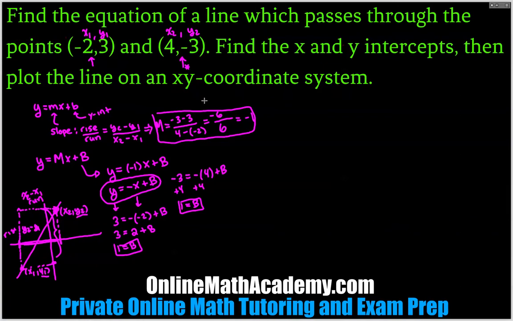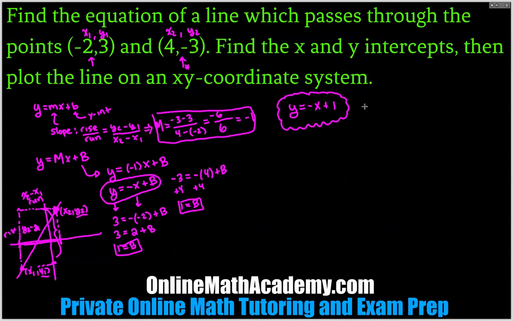Okay. So now our equation for the line is y equals, and what do we have for big M? We had negative 1, and we just wrote negative x plus b, which is 1. So this is our equation for the line. Hooray. Now our goal is to find the x and y intercepts.